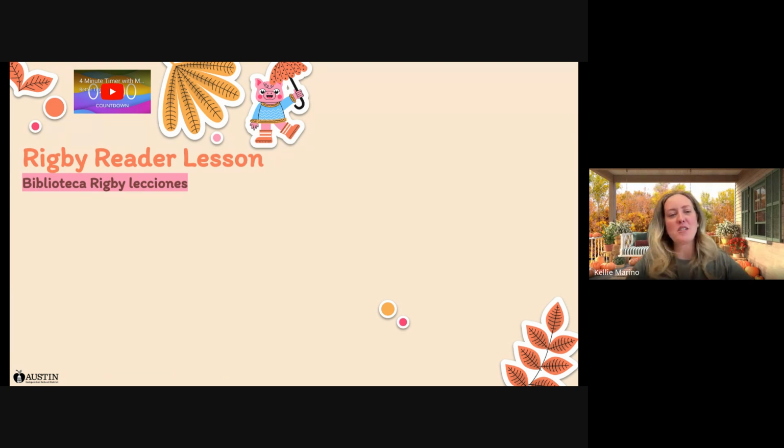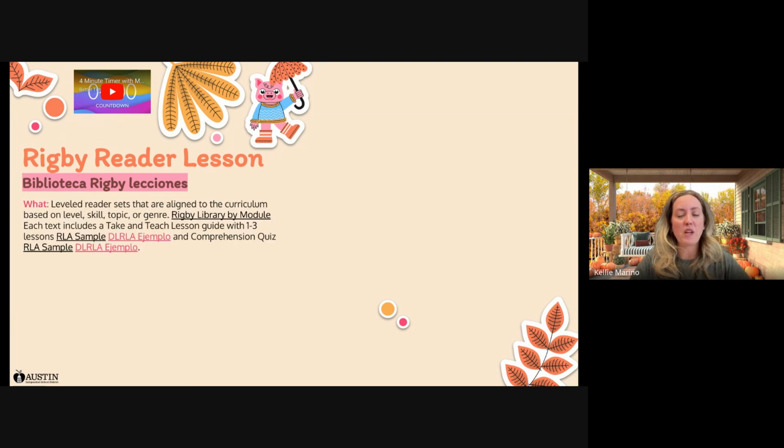Okay, coming into the last portion, the last resource that we're going to use, this is the big one. That's our Rigby Reader lesson, or the Biblioteca Rigby Lesiones, right? So there's a lot here, so just stay with me. So what are these? These are leveled reader sets that are aligned to the curriculum based on level, skill, lexile level, skill, topic, or genre.